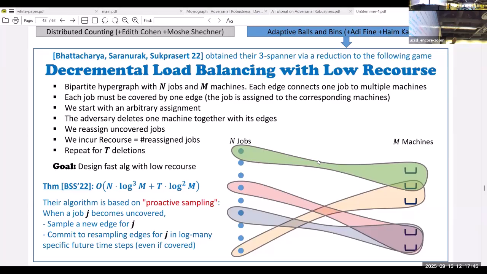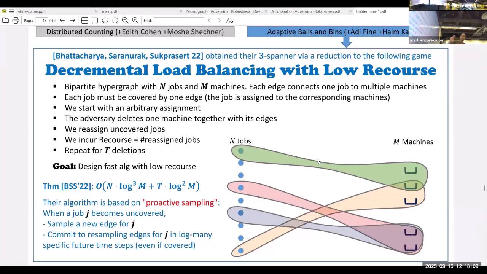And the way that they designed their algorithm is based on a technique that appeared also in different papers called proactive sampling, or proactive resampling. So what is the algorithm? What does it do? First of all, whenever a job becomes uncovered, you sample a random hyperedge for it. Okay, makes sense. You have to cover this job somehow, you do it.